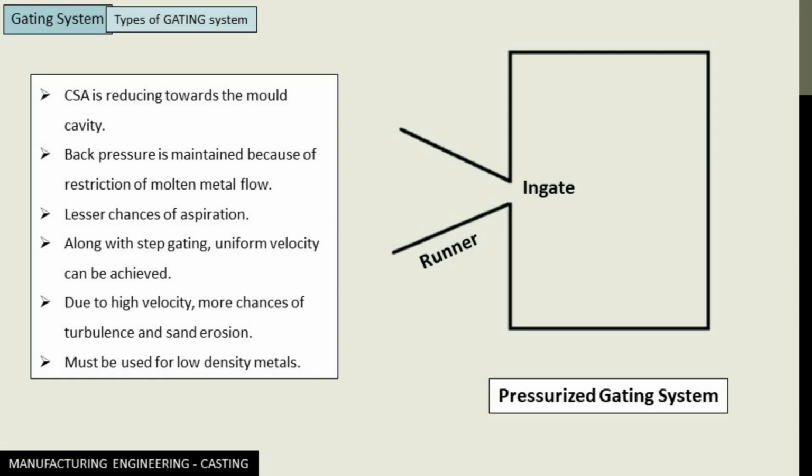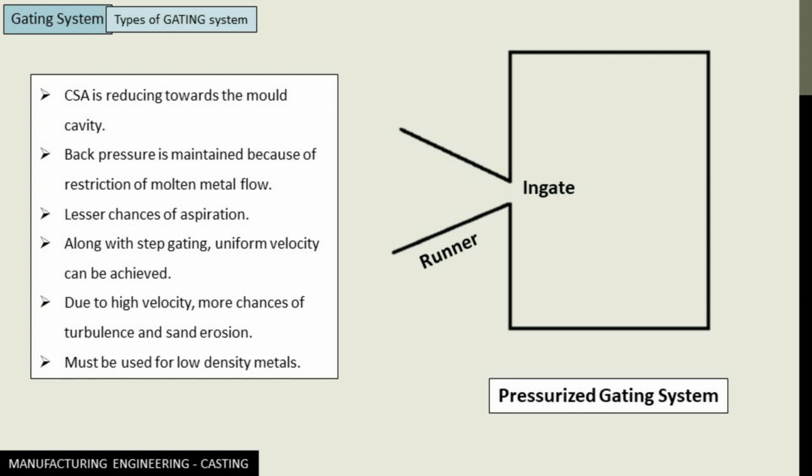And all the other properties of the parting gating system lie between top and the bottom gating system. Next, let's understand the types of gating system on the basis of pressure. Here is the setup for a pressurized gating system, in which the runner is taking the shape of a nozzle, and hence the molten metal will go inside the cavity in a pressurized manner.